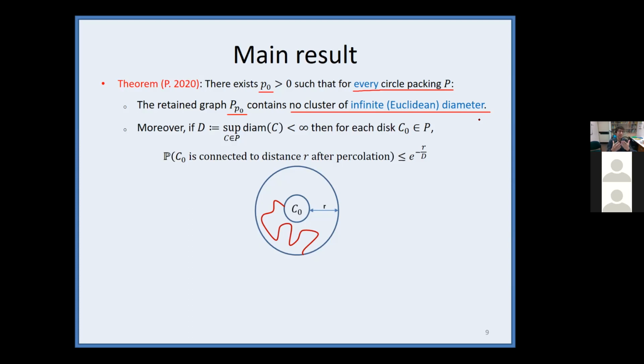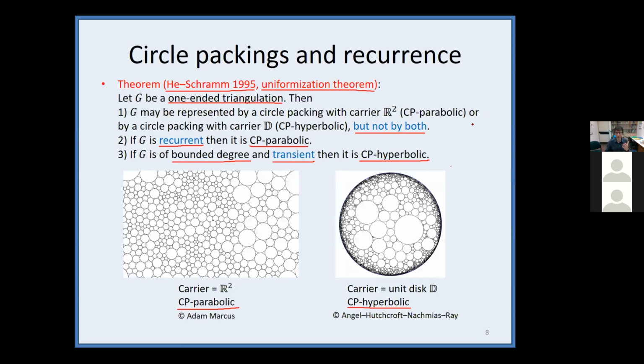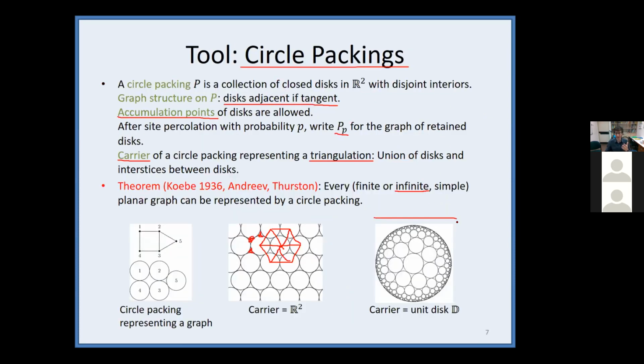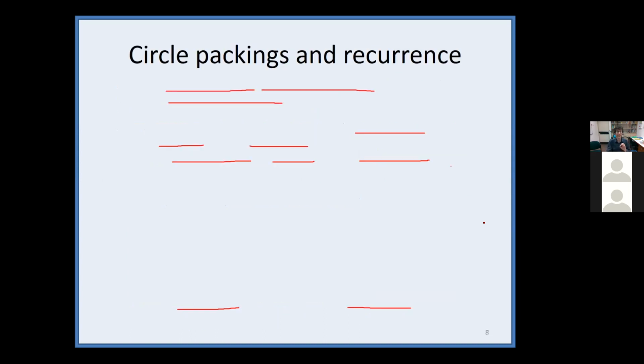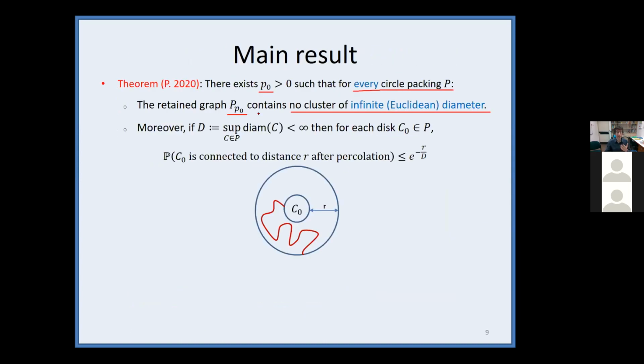So for instance, maybe the circle packing represents a binary tree or some other tree. Maybe the circle packing looks like this picture over here. When you perform site percolation, maybe you will have an infinite path that's retained in this picture, but this infinite path will go to an accumulation point, in this case, a point somewhere here. What I'm saying is that there cannot be, when you perform site percolation with parameter p naught, an infinite cluster that goes to infinity, the Euclidean infinity.